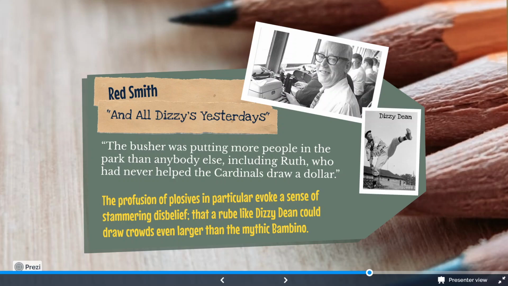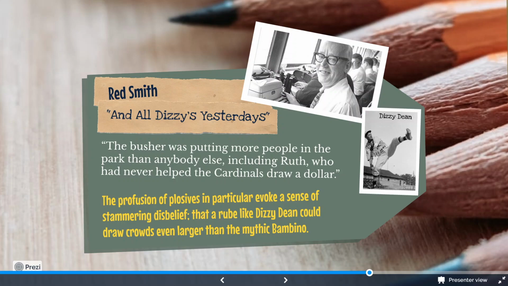So listen to the following sentence from a piece that Smith wrote about the legendary baseball pitcher Jerome Dizzy Dean. "The busher was putting more people in the park than anybody else, including Ruth, who had never helped the Cardinals draw a dollar." So just listen again to all the sounds that are playing together in this near symphonic harmony.